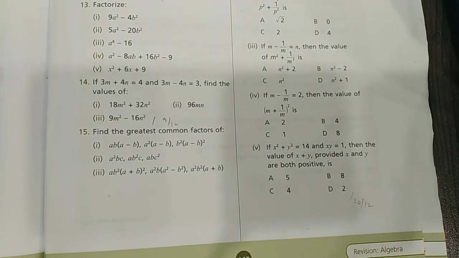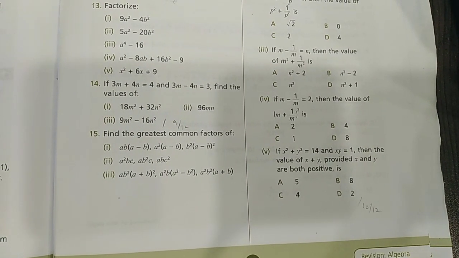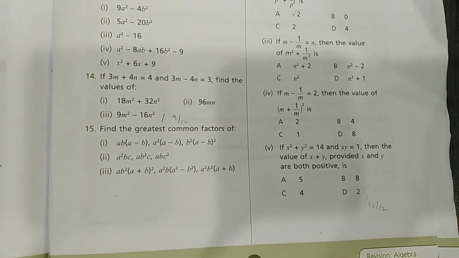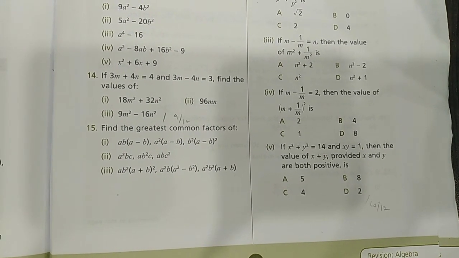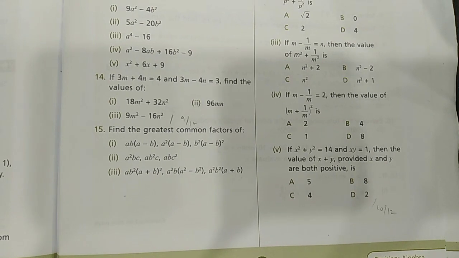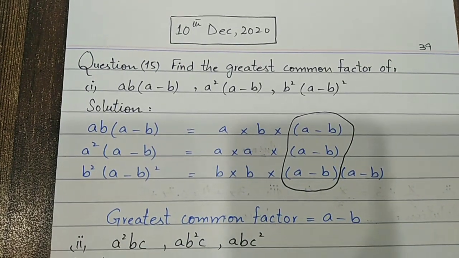Question number 15 is find the greatest common factor of these parts. Greatest common factor means we have to find the GCF of these parts. The first part is AB into (A minus B). The second term is A squared into (A minus B). And the third term is B squared into (A minus B) whole squared. So we have to find the greatest common factor.